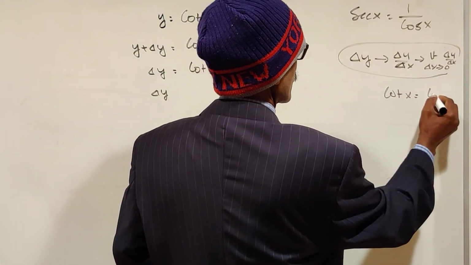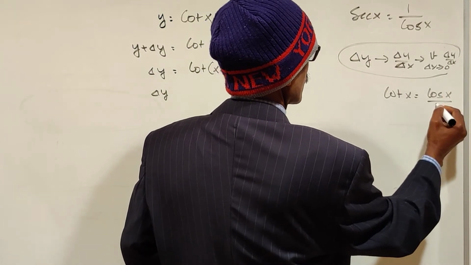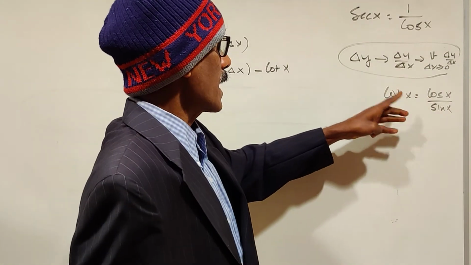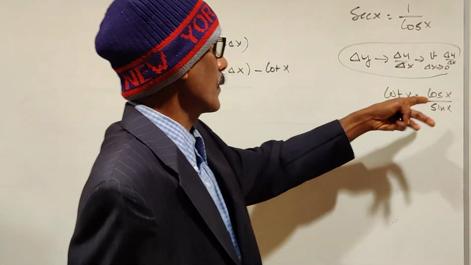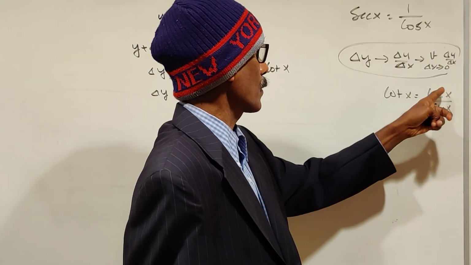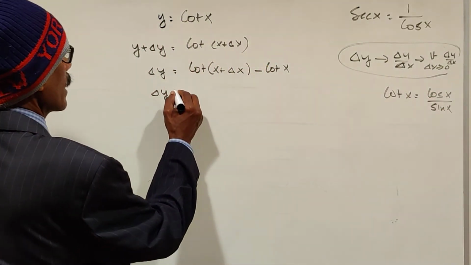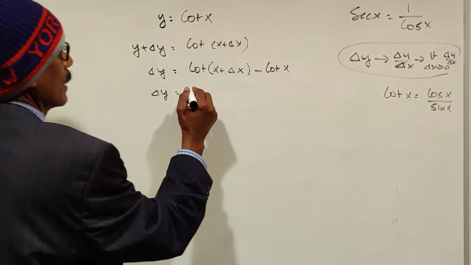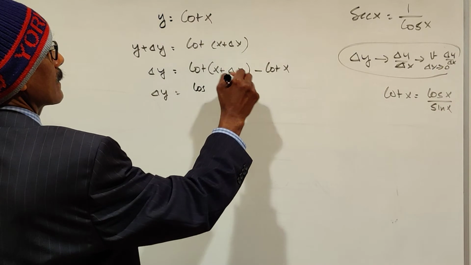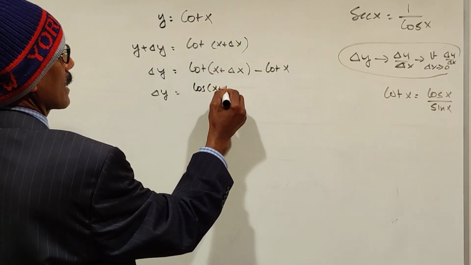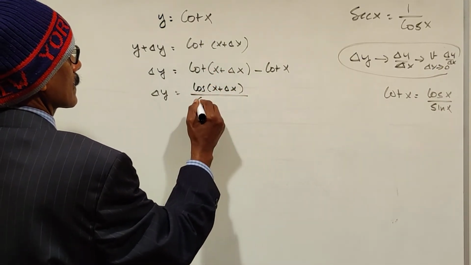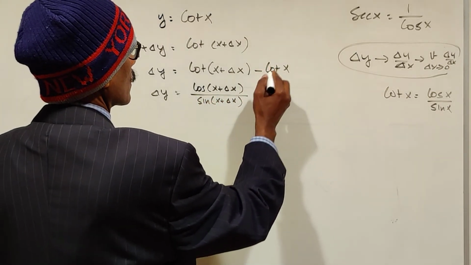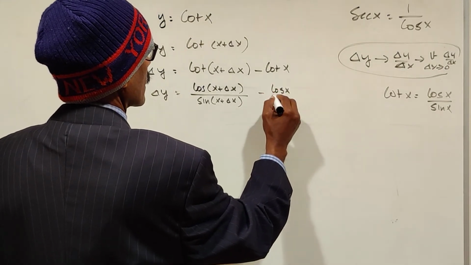Cot x is cos x by sin x. That is, cot x is the reciprocal of tan x. Tan x is sin x by cos x, so the reciprocal is cos x by sin x. So, delta y equals, I am going to write cot x as cos x by sin x. Cos, here the angle is x plus delta x, by sin of x plus delta x, minus, what is cot x? Cos x by sin x.